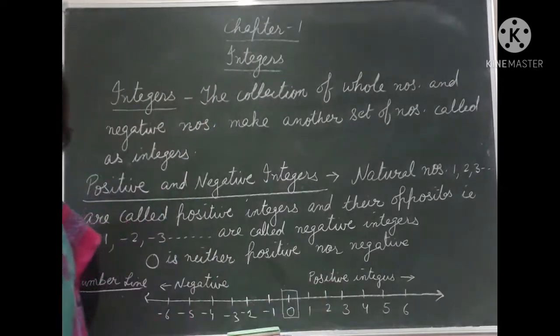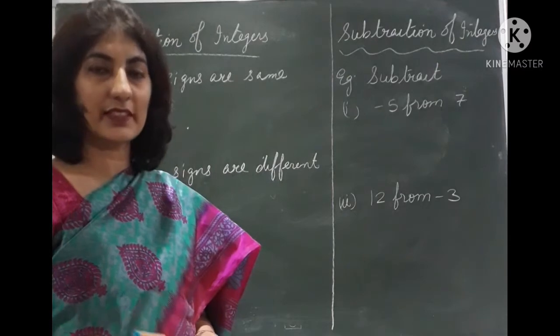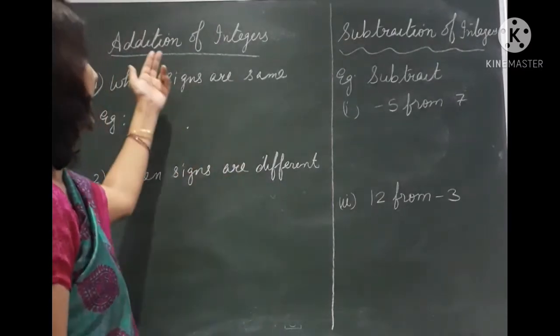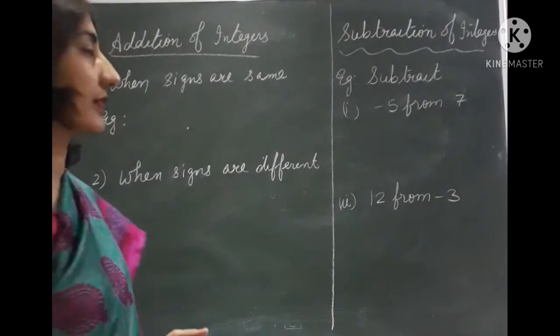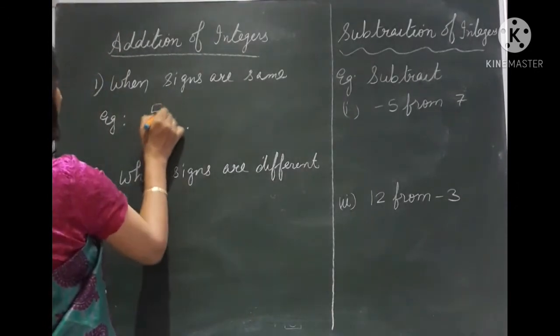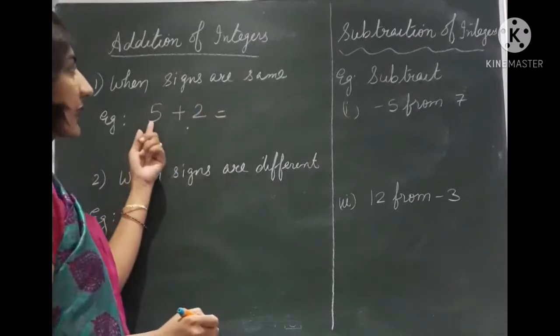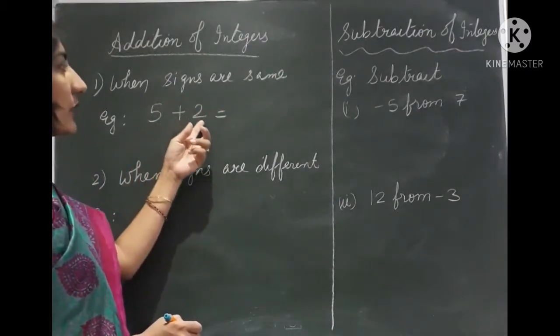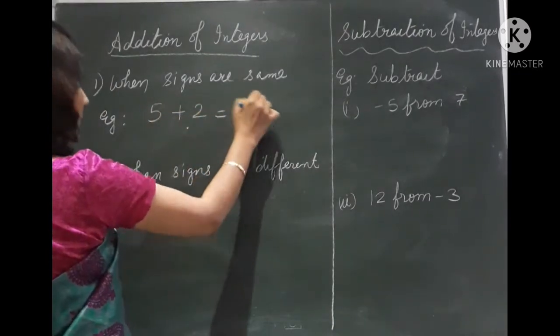In class 6 we have done addition and subtraction of integers also. Let us recall that. First let us take addition of integers. How to add the integers when the signs are same. For example, if I take two integers 5 and 2 and I have to add them. The signs are same. This is also a positive integer, this is also a positive integer. So simply we will add 5 plus 2 equal to 7.